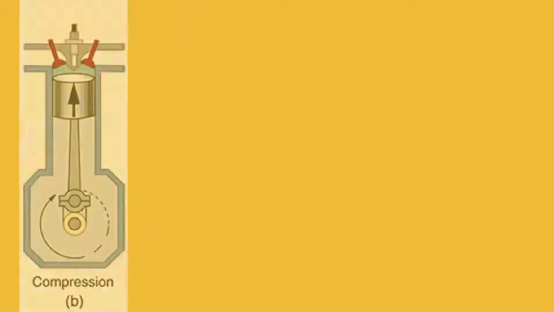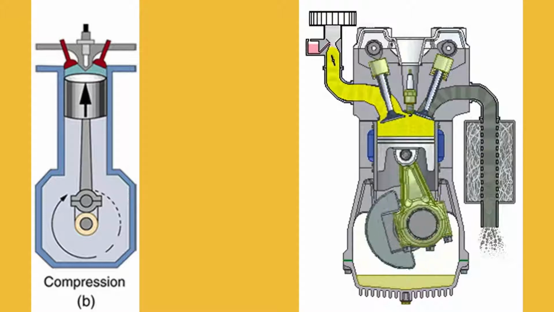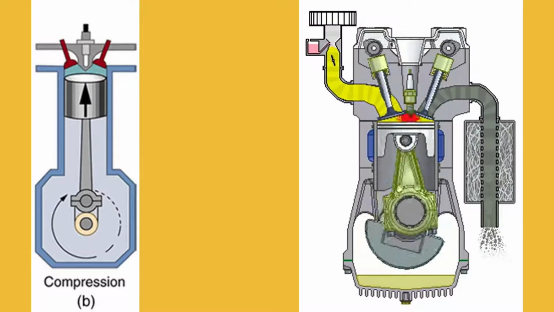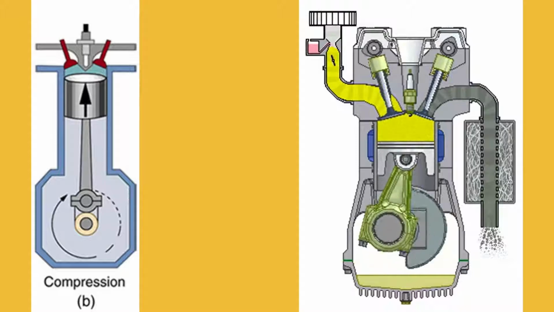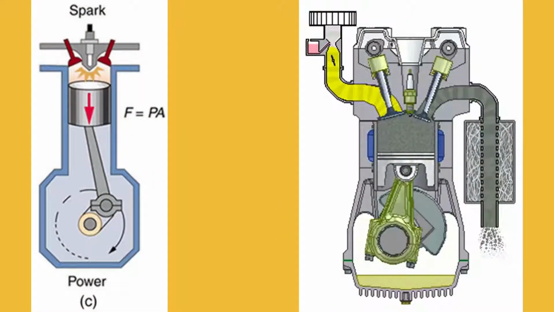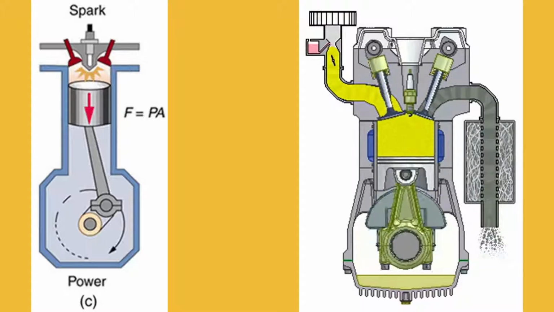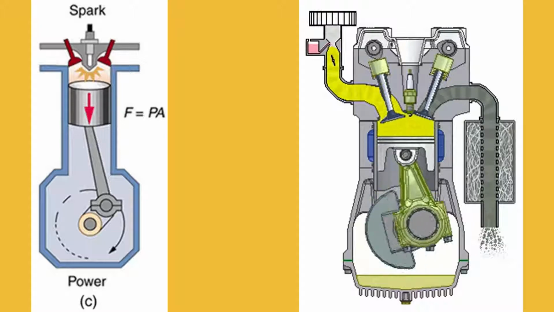Next step, the piston comes up due to momentum and the intake valve closes. The air-fuel mixture is compressed because the piston goes up. Then, the spark plug, using the car's battery, ignites the air-fuel mixture. This causes it to expand and the piston gets pushed down.